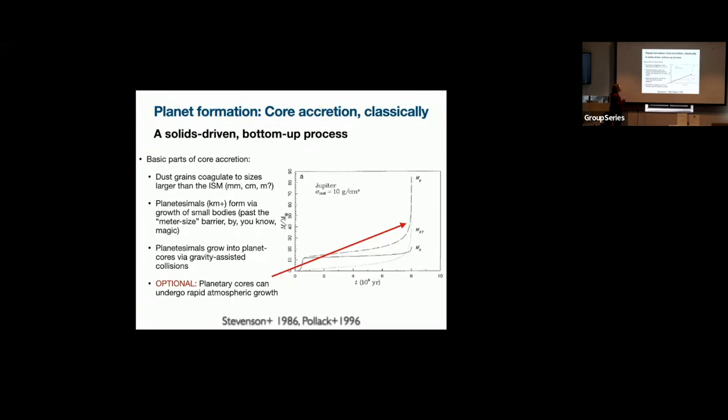But okay, basic parts. Dust grains coagulate to sizes larger than the ISM. The ISM is filled with submicron sized dust. You smush it together by coagulation like dust bunnies under your couch, and you get to sizes that are maybe millimeters, centimeters, or if you were very lucky, a meter. There's then a problem of making things any larger because, a cartoon version of this is that if you take grains of sand or rocks and you throw them at each other, they do not stick to each other very well.